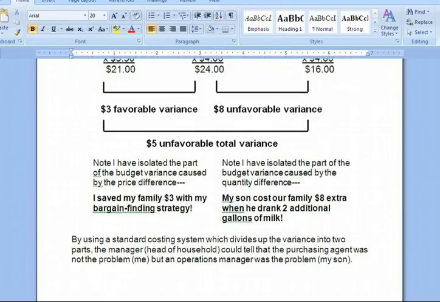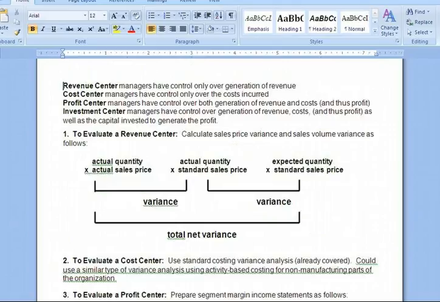So the standard costing system allows us to take a flexible budget variance, that is the difference between actual, column 1, and the flexible budget amount, column 3, and divide it into price and quantity components. In Accounting 2 on campus, we also talk about the different types of centers and how you would do performance evaluation for each.